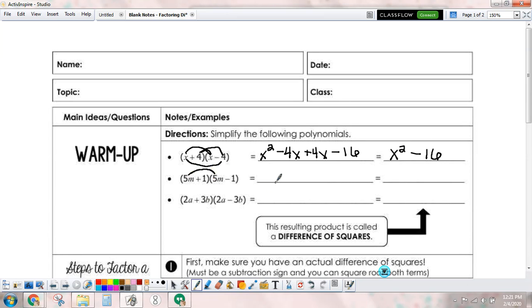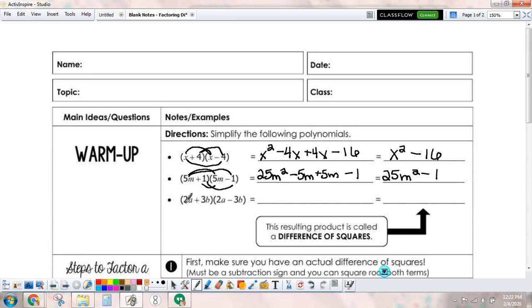So we're doing our first to get 25m squared. And then we're doing our outer ones. So 5m times negative 1, that's negative 5m. And then our inner, that's a positive 1 times a positive 5 to get a positive 5m. And then our last to get a negative 1. Again, we're going to combine our like terms. A negative 5 plus a positive 5 is 0. So I'm left with 25m squared minus 1.